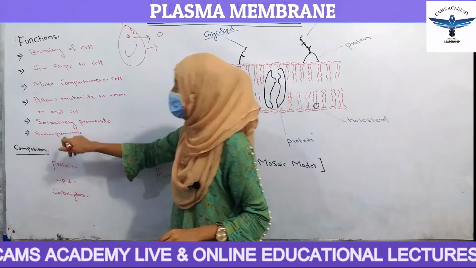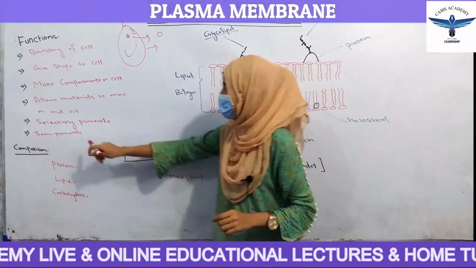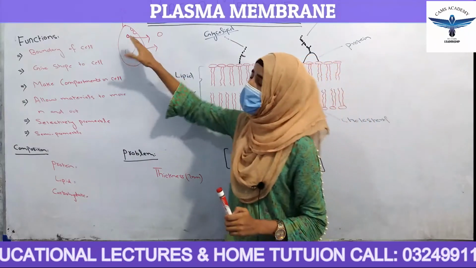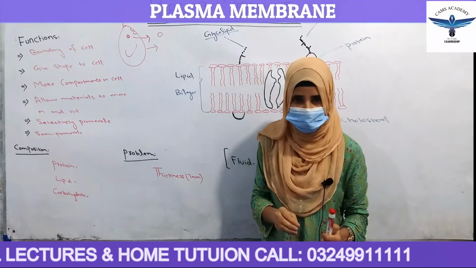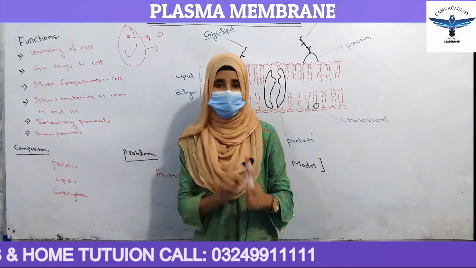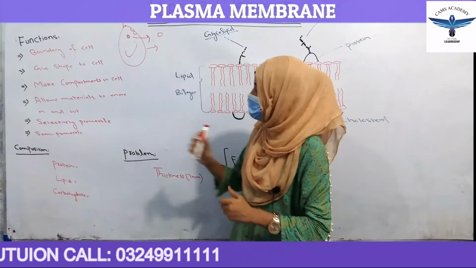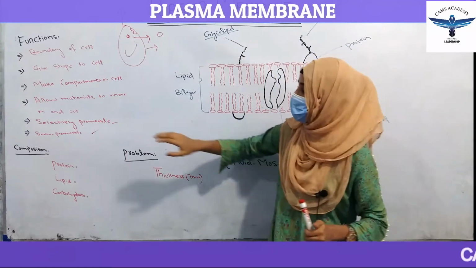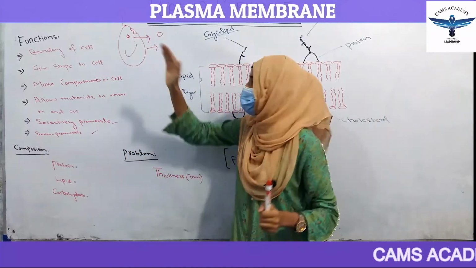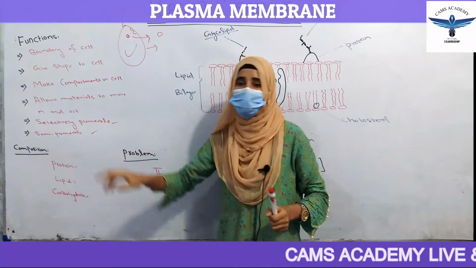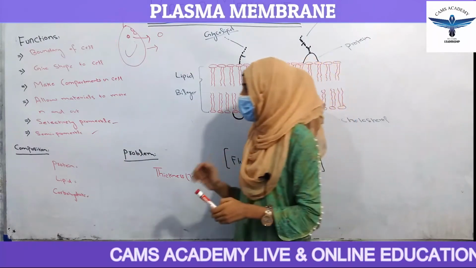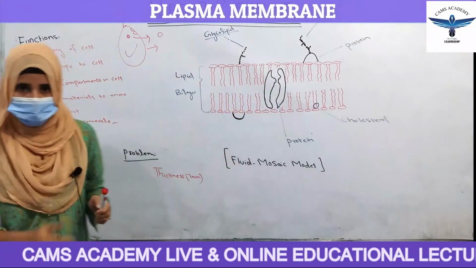Then the last one is that they are semi-permeable. What does semi-permeable mean? It means they allow only small molecules to move inside the cell, and do not allow large molecules to move inside the cell. So these two points are very important. Selectively permeable means they select only a specific substance to move inside the cell, and semi-permeable means they allow only small molecules to move inside the cell. Now these are all the functions of the cell membrane.